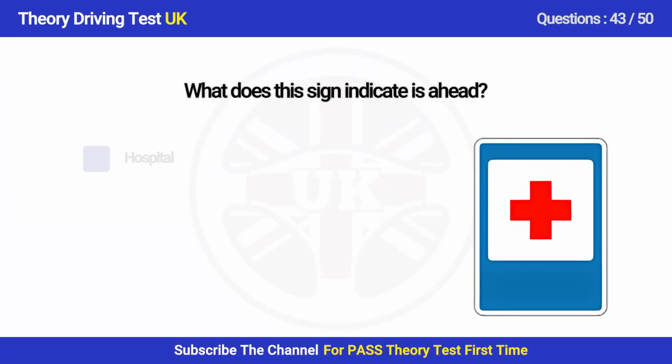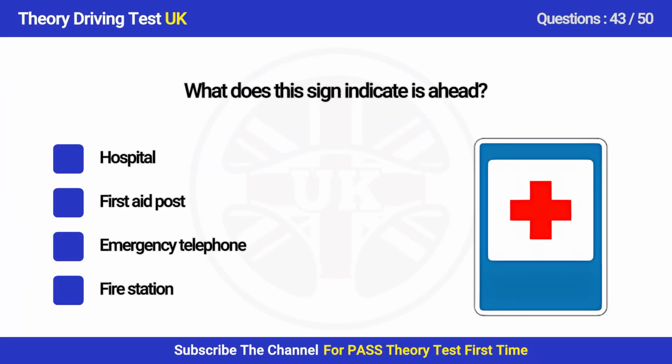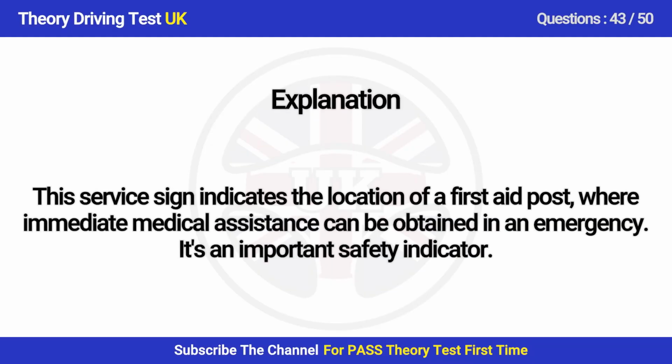Question 43. What does this sign indicate is ahead? A. Hospital. B. First aid post. C. Emergency telephone. D. Fire station. Answer is B. First aid post. This service sign indicates the location of a first aid post, where immediate medical assistance can be obtained in an emergency. It's an important safety indicator.